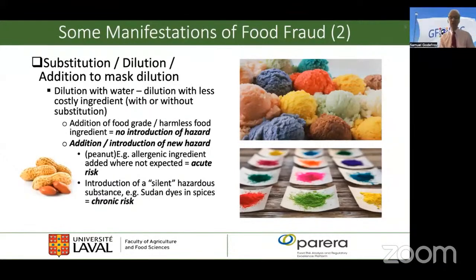that dilution. So, of course, when this alteration takes place with the addition of an ingredient that is harmless or that is of a food grade nature, then generally this does not result in the introduction of hazards. But when this alteration takes place with the introduction of a new hazard, we may witness public health impacts, which can be of an acute nature.